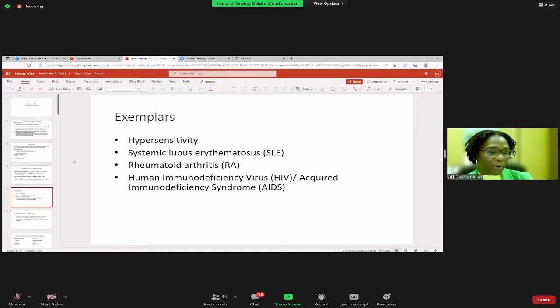And so the exemplars that we'll cover today are hypersensitivity, systemic lupus erythematosus, rheumatoid arthritis, and human immunodeficiency virus and acquired immunodeficiency syndrome, HIV/AIDS. Those are the four exemplars that will be covered here today. And we're going to begin with hypersensitivity reactions.